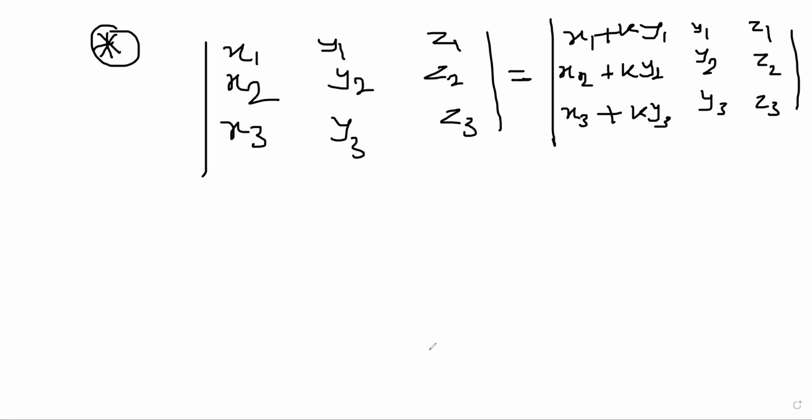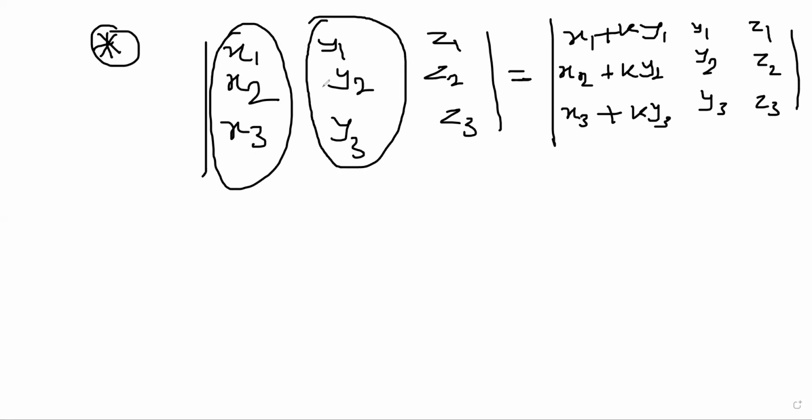Okay, so basically if the elements of a row of a square matrix are added with k times the corresponding elements of any other row. So here I have done like this: this is one row and I am adding to the first row k times the second row for each element. Okay, then the determinant will be unaltered, it will be the same one.